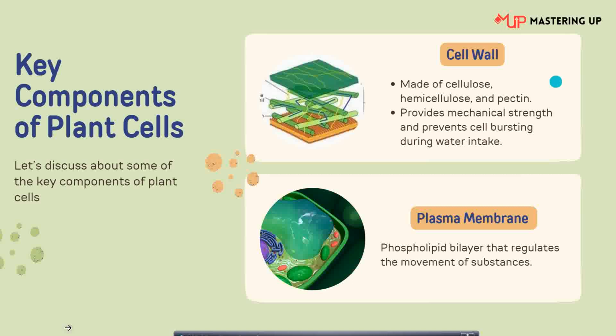It is made up of cellulose, hemicellulose and pectin. Next we have the cell membrane, but now the major key component next is the plasma membrane. So what is plasma membrane? Plasma membrane is a phospholipid bilayer that regulates the movement of substances. The plasma membrane is a phospholipid bilayer inside the cell wall that regulates the movement of substances within the cells.